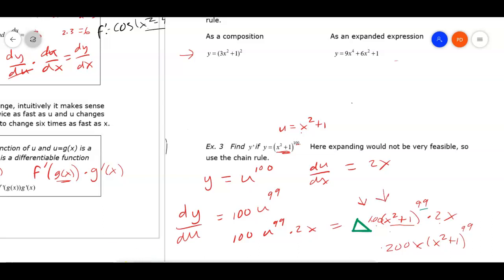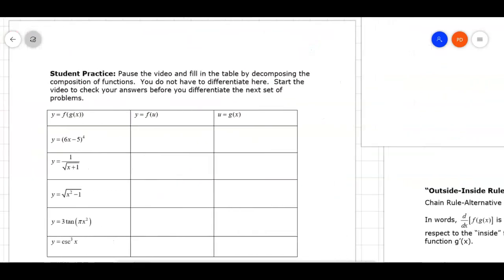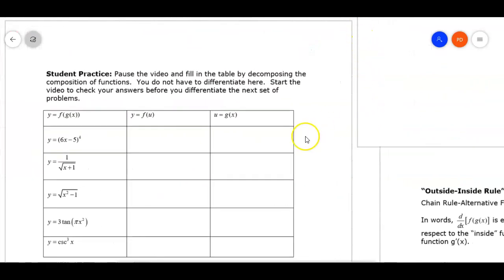All right, let's move on and see what our next example is. And I think our next example is probably down and over. There we go. All right, so now here's some student practice as far as breaking these up.